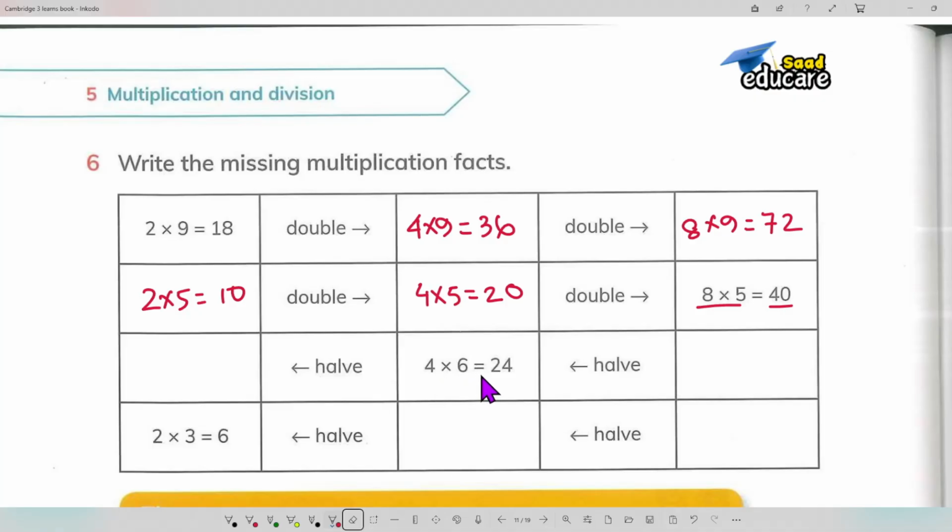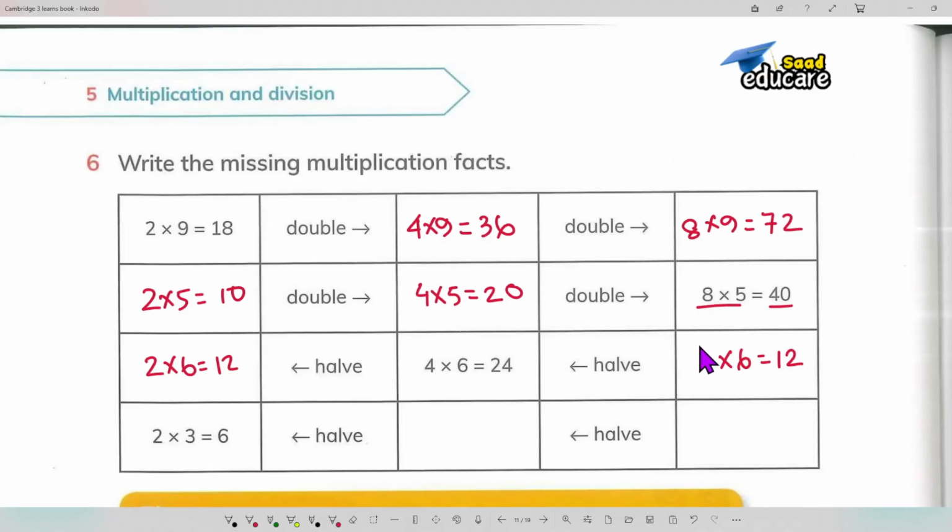4 times 6 equals to 24, it's half, it means 2 times 6 equals to 12, and it should be half of what? Here 4 half 2, right? And here 2 times 6 is what? 12. So 2 half. So 2 half, it means here is 8, right? 8 half is 4. So we can write this one.